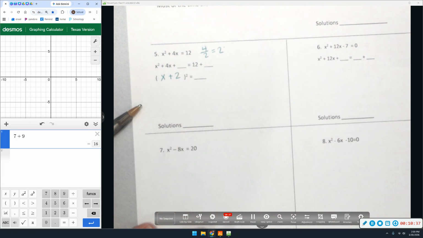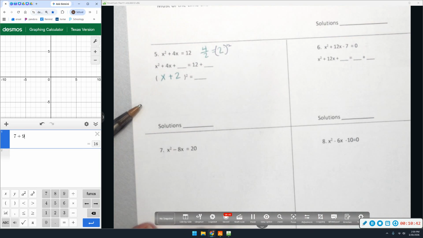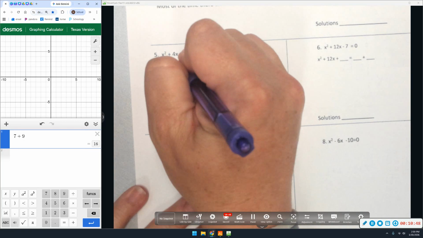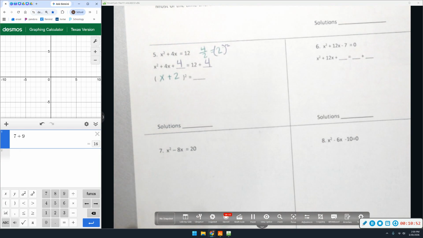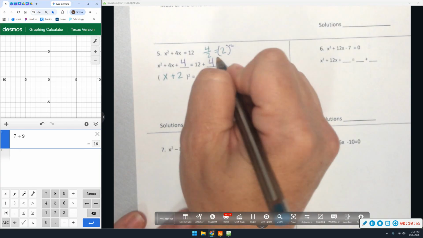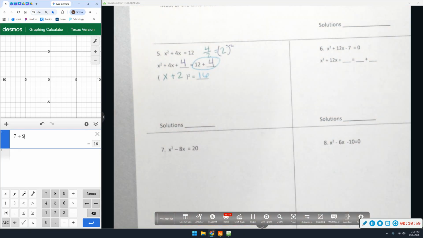And then I square it. What's 4 squared? Sorry, what's 2 squared? I kind of gave you the answer. Okay, it's 4. So I add 4 to both sides. And then what's 12 plus 4? That is the completed square.